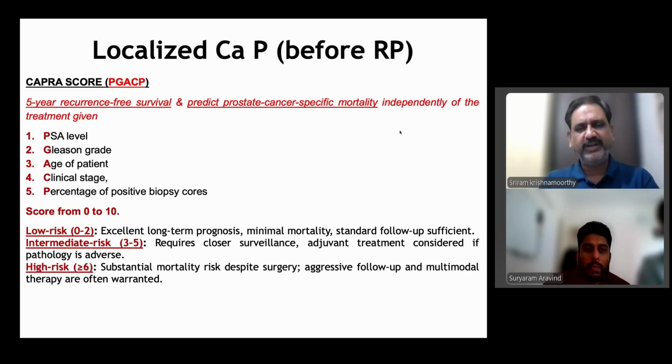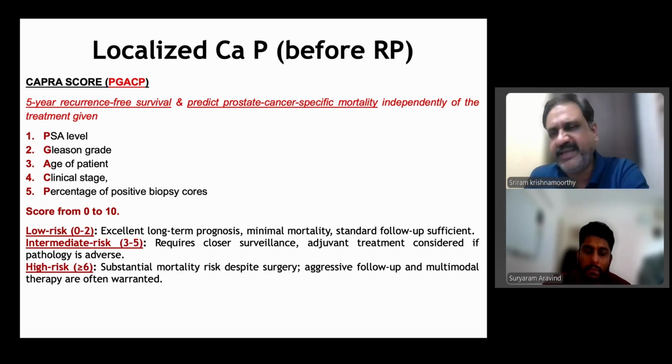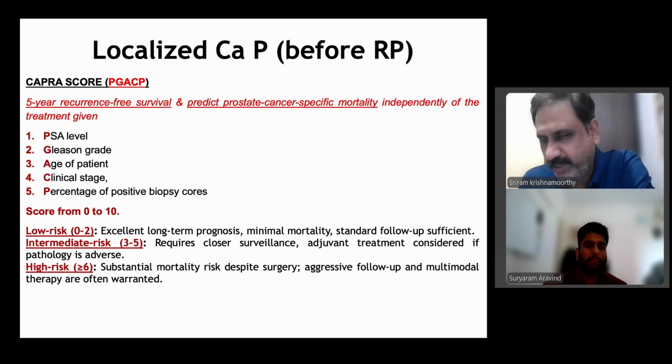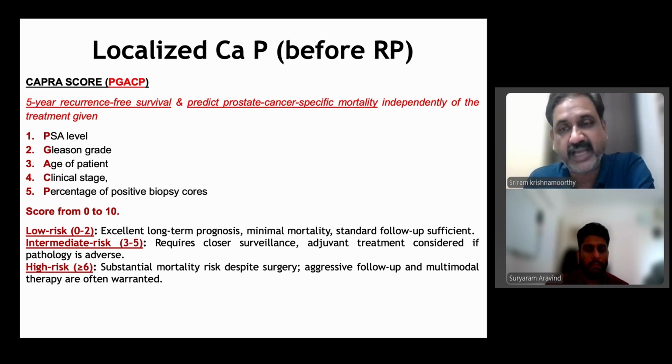Yes, sir. Once you have decided that you are going to do a radical prostatectomy, depending on the age of the patient, the performance status of the patient, what you can do to the patient, what the patient wants, and the erectile potential, these are the variables you have to take into consideration before you decide on the type of radical prostatectomy. Type means not approach, I'm saying. Approach can be open, robotic, or laparoscopic.